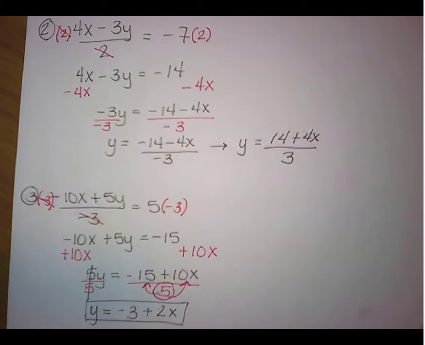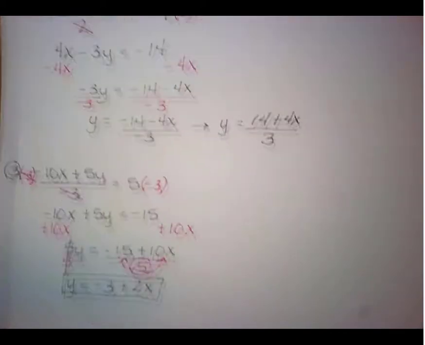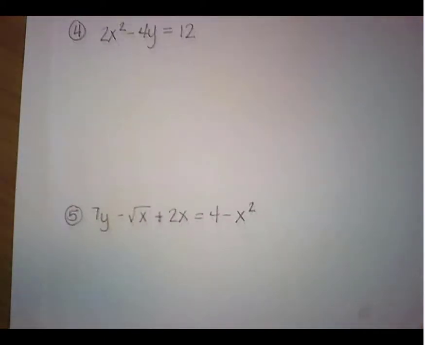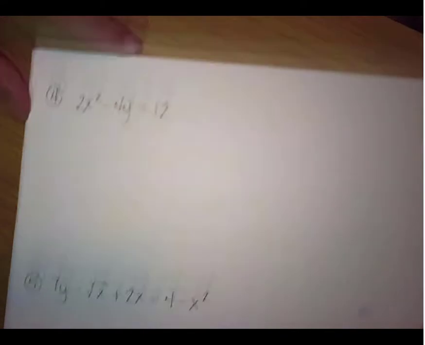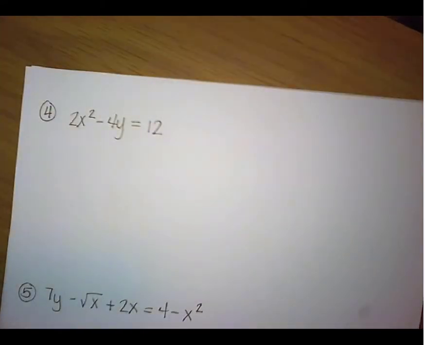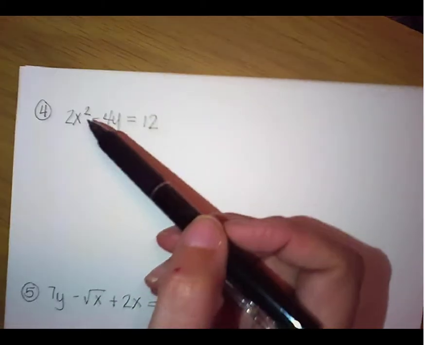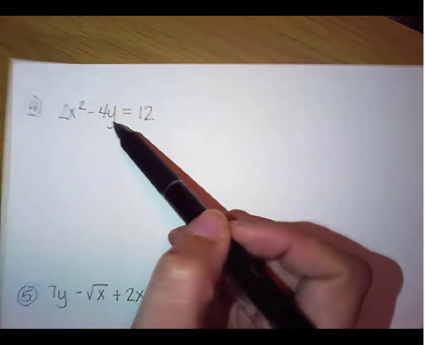So let's look at our next one. Those were all just similar to each other. They all just had an x or a y. But our next one, you notice it's going to have an x squared in it. So in this particular problem, we have 2x squared minus 4y equals 12.